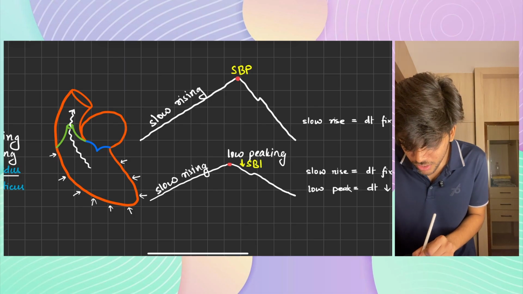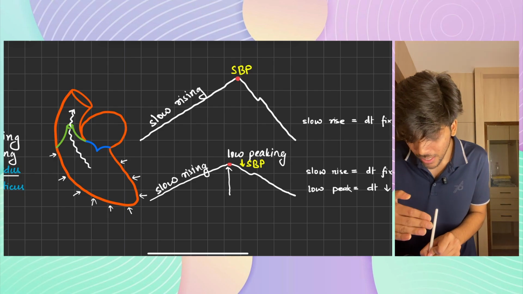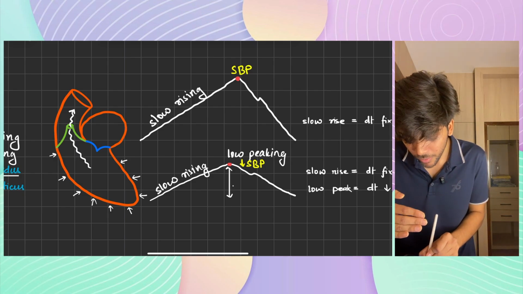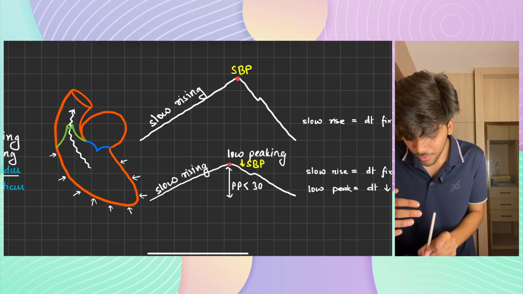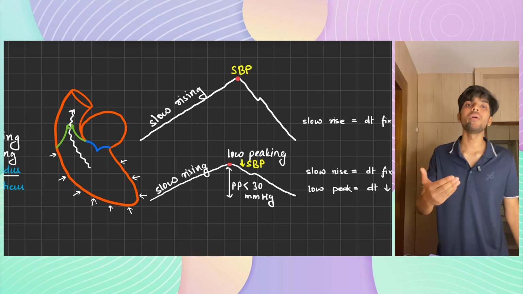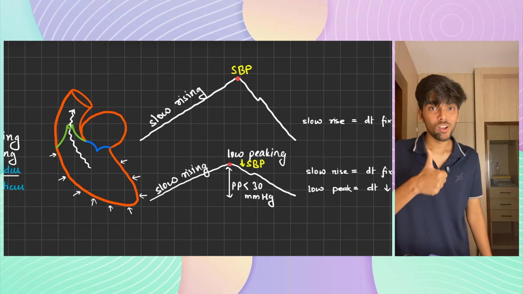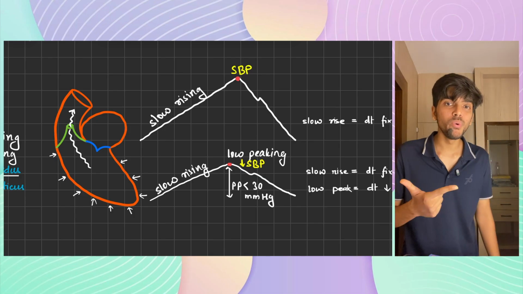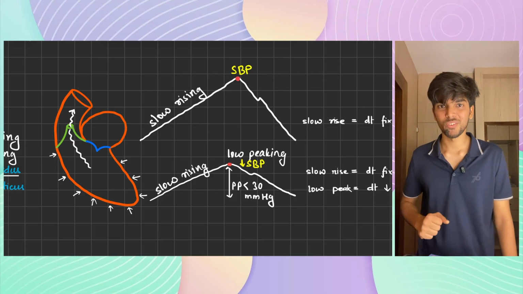Since you have a low systolic blood pressure, the difference between systolic blood pressure and the baseline representing the diastolic blood pressure is low. That is, the pulse pressure is low, less than 30 mm of Hg, which is referred to as low volume pulse. And that is why I asked you to remember low volume pulses to be seen in number 1, low output states, and number 2, stenotic valvular lesions like aortic stenosis and mitral stenosis.